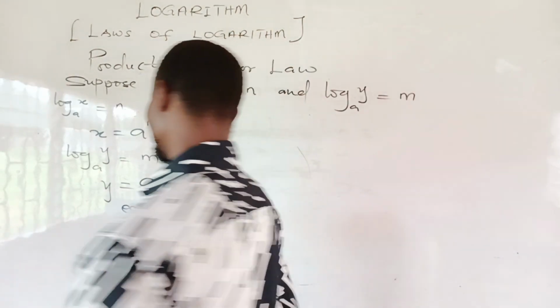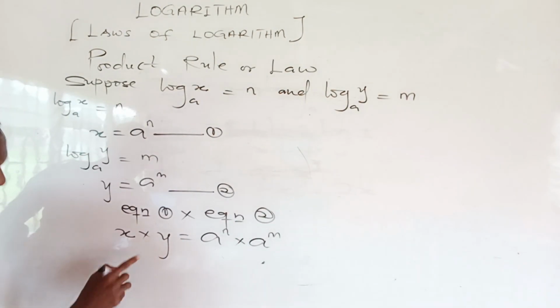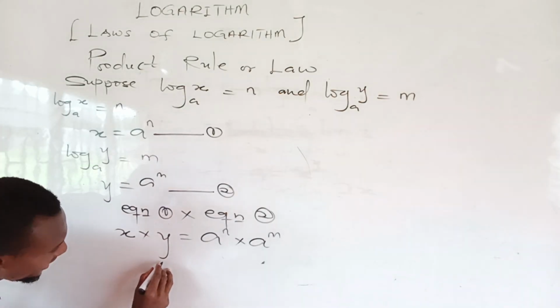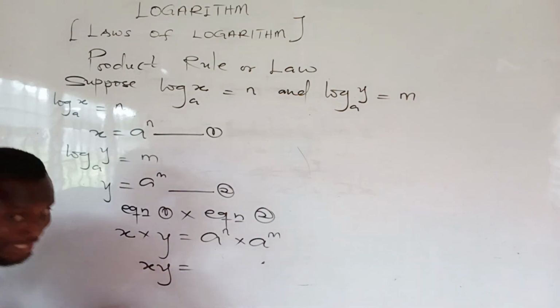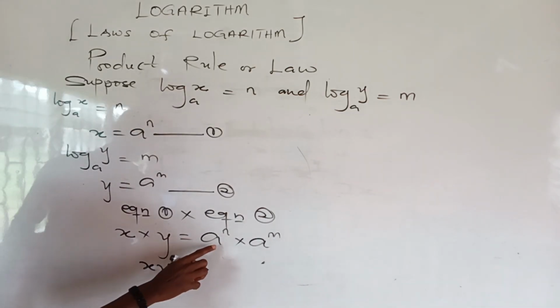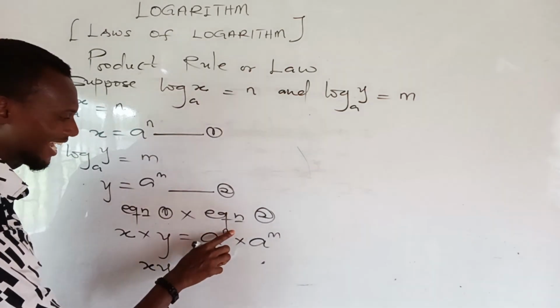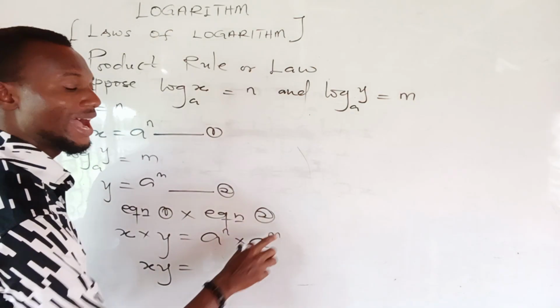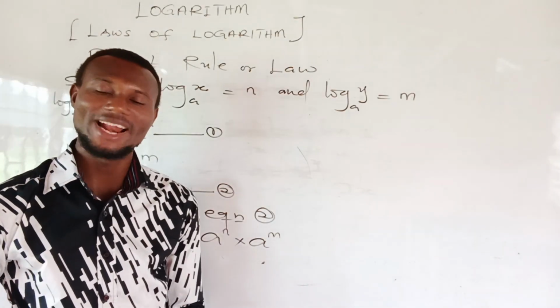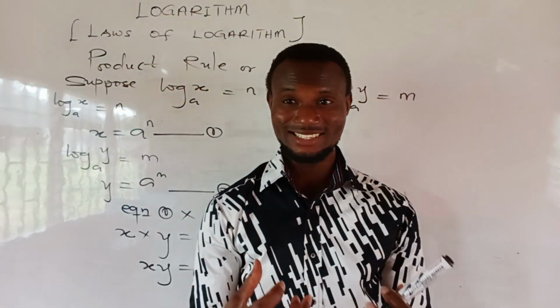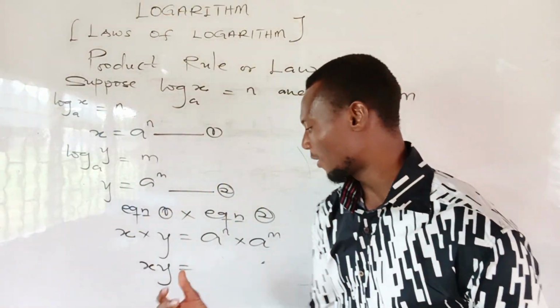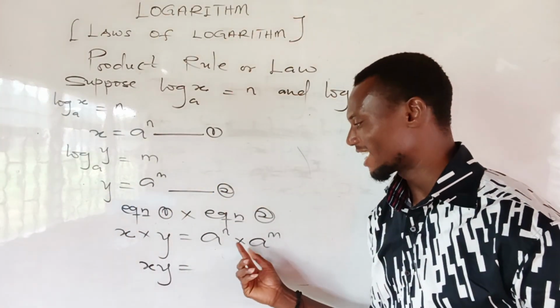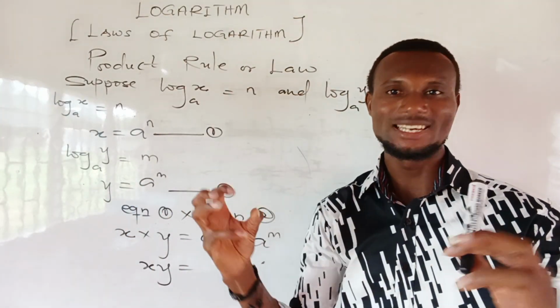Let's proceed and simplify. So s times y is going to give sy. So let me write my sy equals a to the power n times a to the power m. Now we are going to apply the indices that we know. You know that from indices, when the bases are the same and they are multiplying, we add powers.